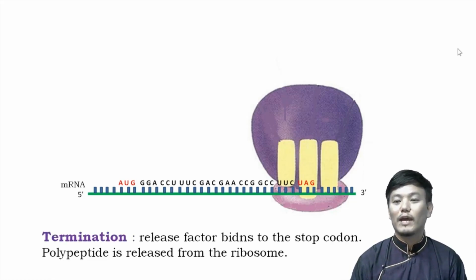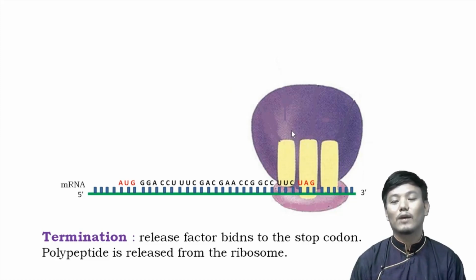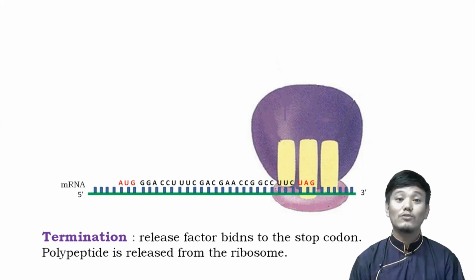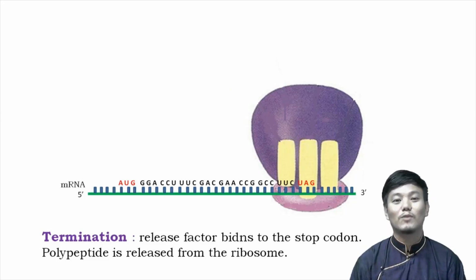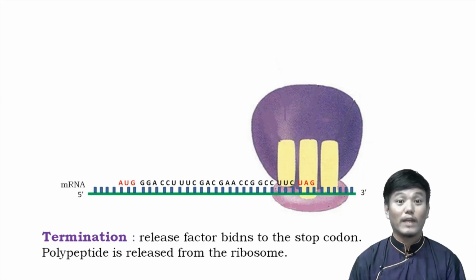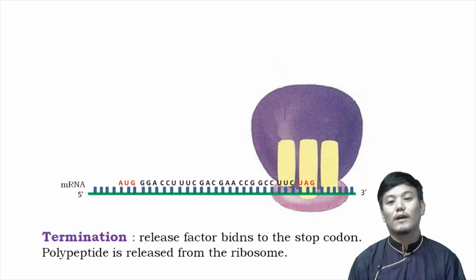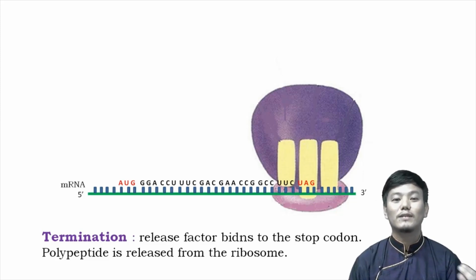So during termination, a release factor or termination factor binds to the stop codon, and the polypeptide which is formed will be released from the ribosome. That is termination. Now in the actual translation process, we have initiation, elongation, and termination. These are the three processes. Before the translational process, we have aminoacylation of tRNA, or activation of tRNA. Then we have binding of the two ribosomal subunits, and after that initiation, elongation, and termination happen, and that will result in the formation of the polypeptide.